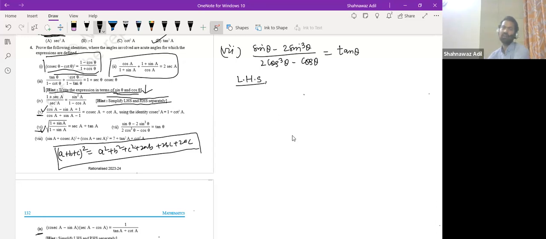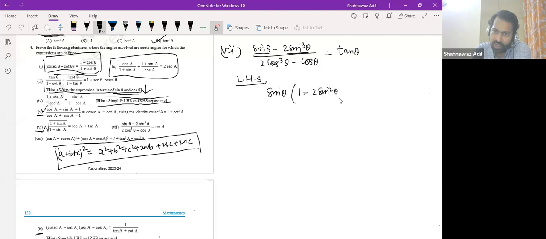We have sine theta minus 2 sine cube theta. So what can you say about these two terms? So we have this sine theta and 2 sine cube theta. What is the first thing that is coming into your mind? The sine theta is common. Good. So sine theta is common. So let us first simplify this. Take it outside.